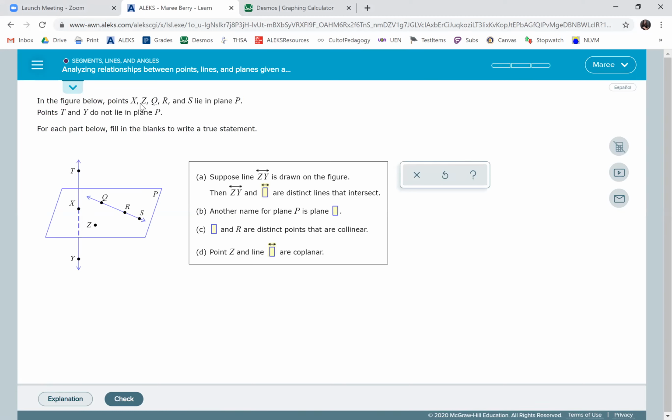So it tells me all these points are on plane P. T and Y do not lie on plane P. So T and Y, this whole line is outside plane P. Suppose line ZY is drawn. So we're supposed to pretend that we draw the line ZY. I don't have a ruler, but I'm just going to draw it.